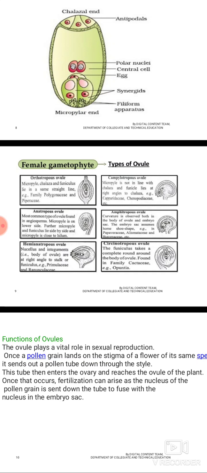Hemianatropous. In this, the nucellus and the integuments, that is the body of the ovule, are at right angles to the stalk or funicle, found in members of Ranunculaceae and Primulaceae. Campylotropous ovule. Here, the micropyle is not in line with chalaza and funicle, and lies at right angles to the chalaza. Example is members of Chenopodiaceae and Capparidaceae.